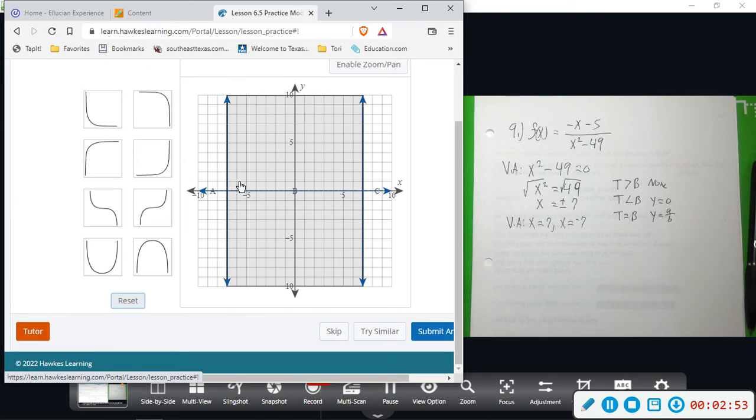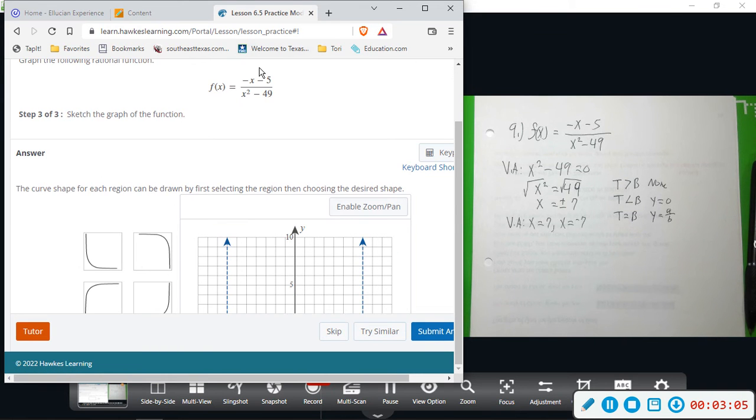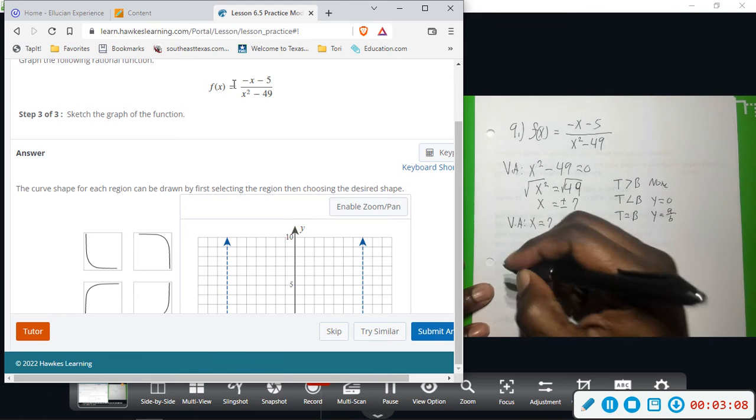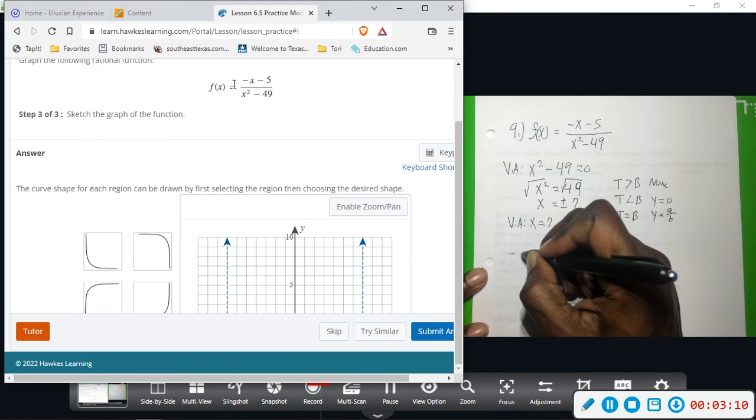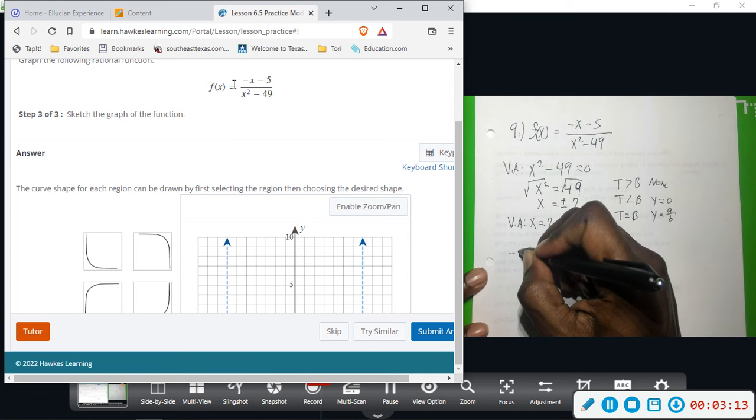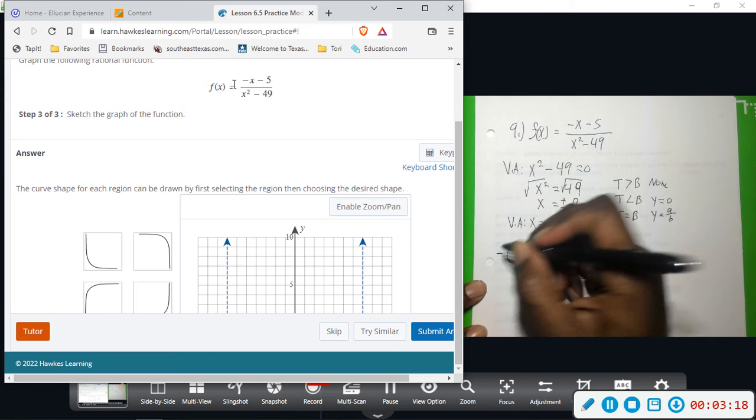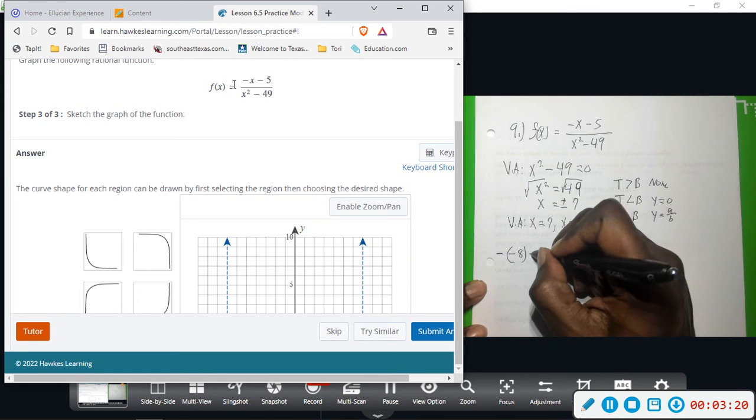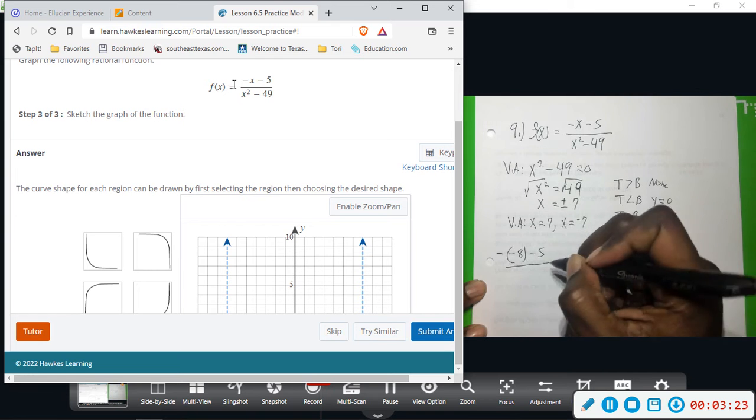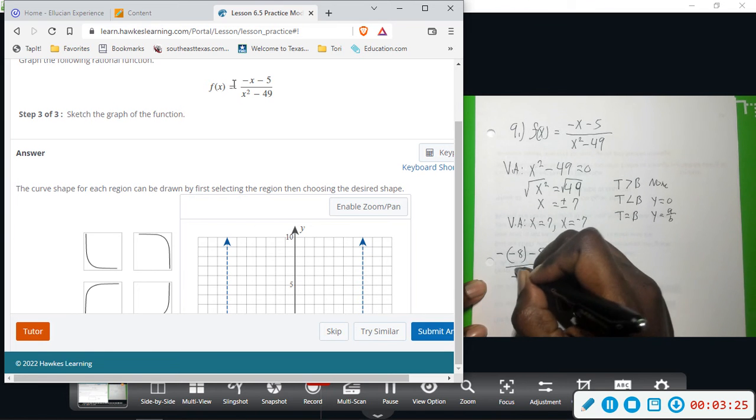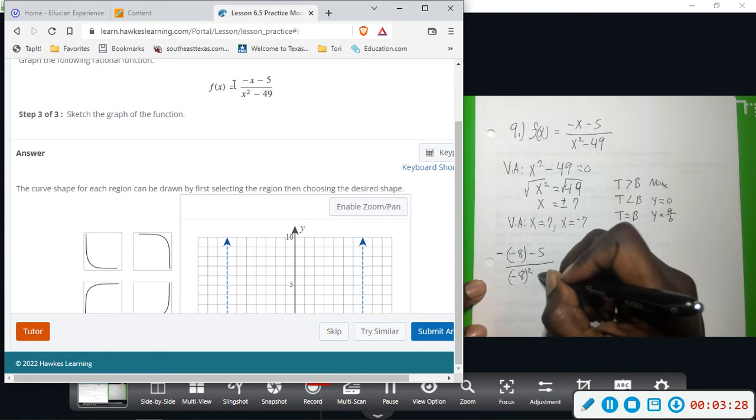So we know that on this side of x equals negative 7, x is negative. So I could plug in a negative number and just see what happens here. Let's just say I plug in negative 8 into the expression. So I have negative 8, plugging it into a negative already, minus 5 over negative 8 squared minus 49.